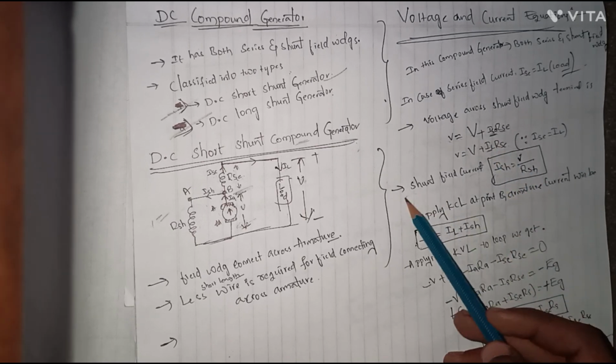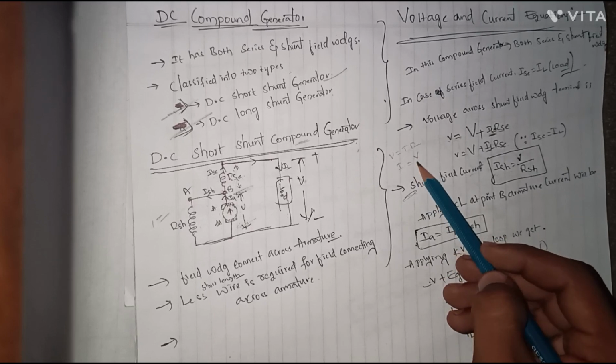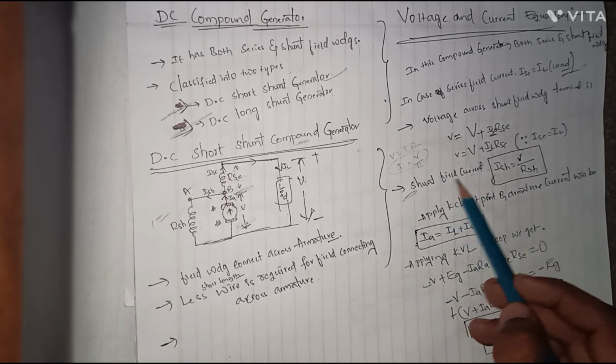In case of shunt field current, according to Ohm's law, V equals I into R, so I can be written as V by R. So the shunt field current ISH equals v by RSH.